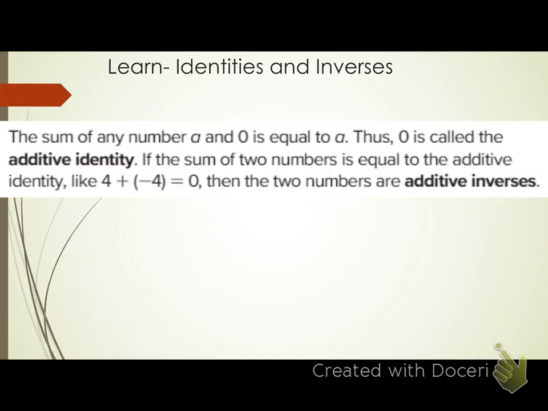If the sum of 2 numbers is equal to the additive identity, what is the additive identity? What's our additive identity? 0. Right? So if the sum of 2 numbers is equal to 0, like 4 plus negative 4, that gives me 0, right? That's my additive identity. Then those 2 numbers are called additive inverses of each other. Okay? So if I can add 2 numbers together and they equal 0, they are called additive inverses of each other. Everyone okay with that? Okay.